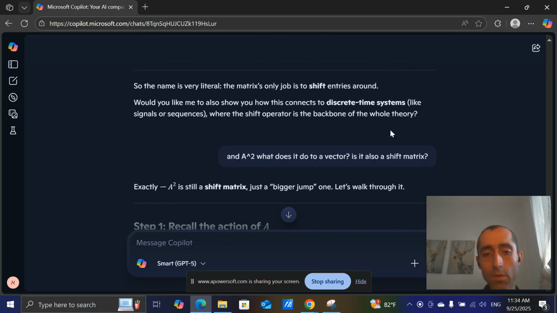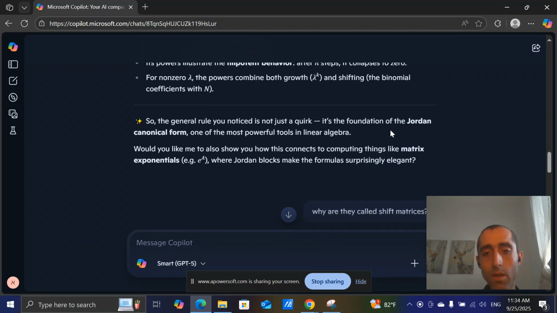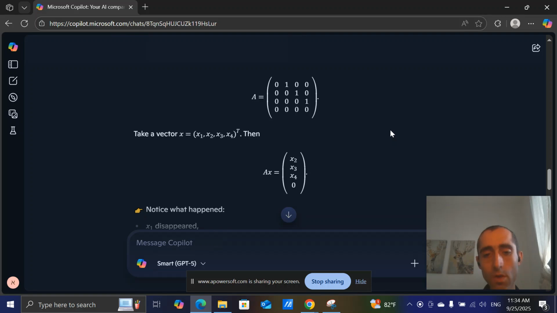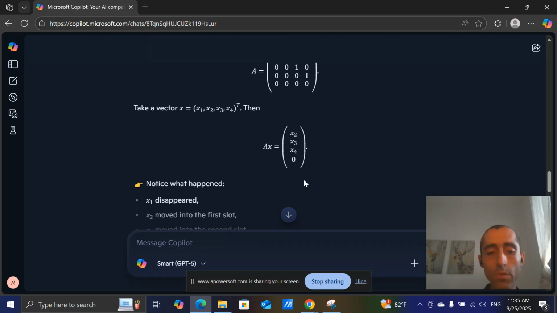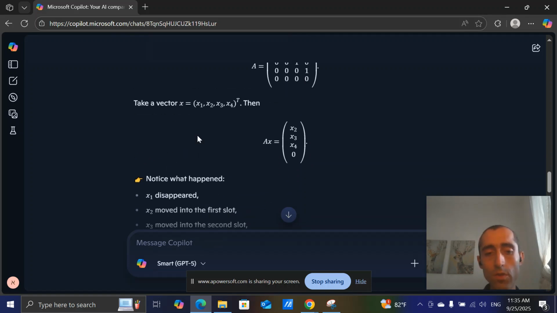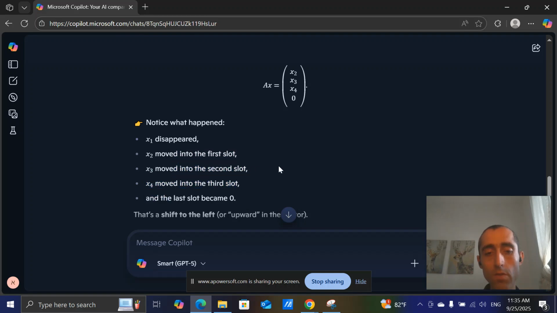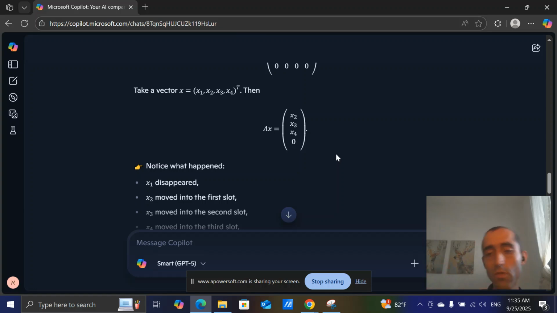Now, the idea of those shift matrices is to take a vector and literally shift its components, its terms. So, for example, if I take this shift matrix, you see zero everywhere and one on the superdiagonal. It takes a vector x1 to x4, and when I apply the matrix to the vector, it shifts all the components one slot to the left, and on the right there is a new zero. So you can see that x1 just disappeared and everyone else moved one slot to the left.